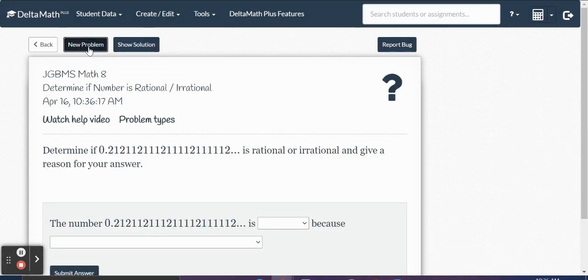Nice. Let's look at the next one. All right, let's take a look here. 2, 1, 2, 1, 1, 2, 1, 1, 1, 2, 1, 1, 1, 2, and so on and so forth. This one is going on forever. So it could be rational, but does it repeat? If it repeats, you would see 2, 1, 2, 1, 2, 1, 2, 1. But you see a pattern in this, but it doesn't repeat. So for the fact that it goes on forever and does not repeat, that means it is irrational.